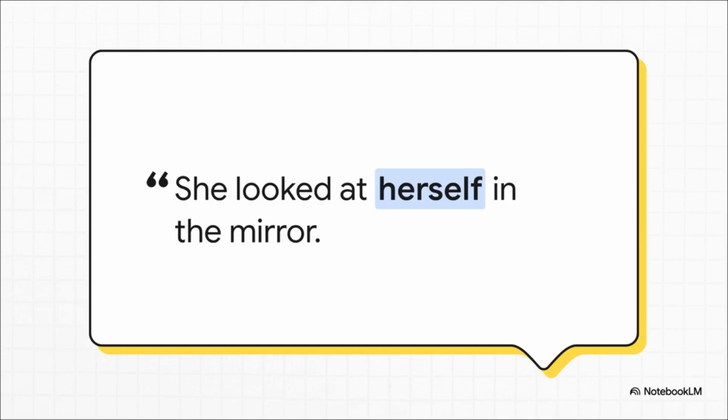This example nails it perfectly. Who's doing the looking? She. And who's she looking at? Herself. See? The subject and the object are the exact same person. It's a perfect reflection, just like we talked about.